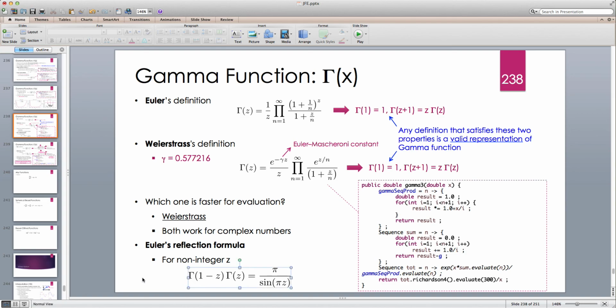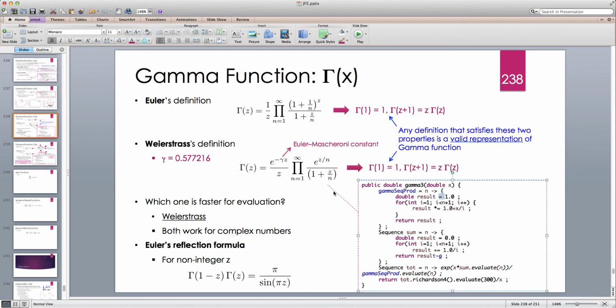Now the interesting case is when z is equal to 1 over 2, then 1 minus z is equal to z, right? So gamma of 1 over 2 squared is pi over sine of pi over 2, which is 1. So gamma of 1 over 2 squared is pi. So gamma of 1 over 2 has a definite value, the square root of pi. That's a very famous number, gamma of 1 over 2.